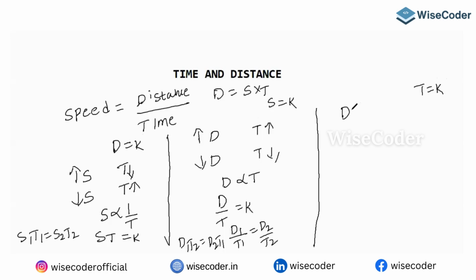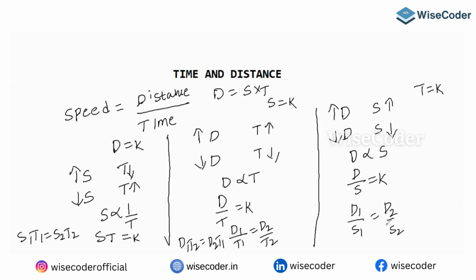The distance is very simple. If you want to travel more distance, you will have more speed. If you want to travel less distance, you should have less speed. So you can say distance is directly proportional to speed. Distance by speed equals a constant. So from this you can say d1 by s1 equals d2 by s2, so d1 s2 equals d2 s1.